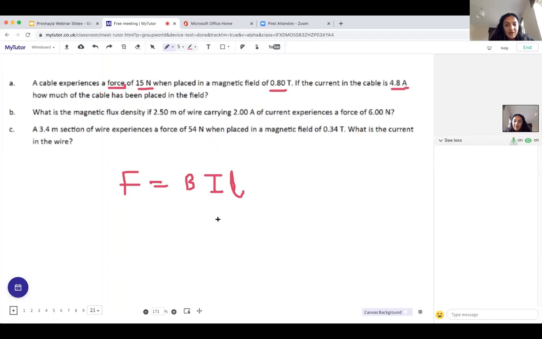So let's first rearrange our equation for length. We know that we need to divide both sides by B and we need to divide both sides by I so that we can get L alone. Okay, so we have a force of 15 newtons. We have a magnetic field strength of 0.8, or magnetic flux density, and we have a current of 4.8. So work it out on your calculators. What would the length be? Put your answers in the chat.